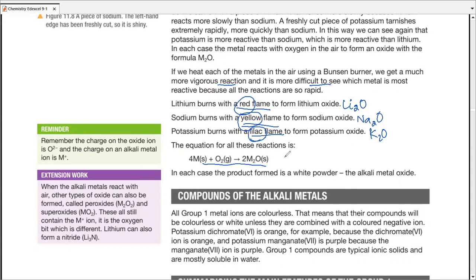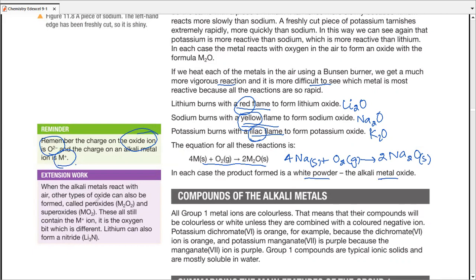You can write it out. For example, for sodium, this would be 4Na(s) plus O2(g), and this is going to give you 2Na2O(s). Now, it's really easy to replace the symbol of the metal with M and get your answer. In each case, you're going to get a white powder. That white powder is the metal oxide. So remember the charge on the oxide ion was O2-, the charge on the alkali metal was M+, so you already know which ions are going to work.